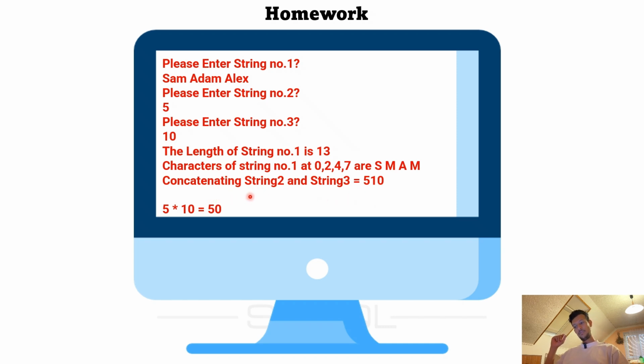And after that, I want you to do math. I want you to take the 5, multiply by 10, equals 50, or depending on the numbers that you insert under question number 2 and question number 3, or string number 2 and string number 3. I want you to do math in the end and give me the final result. And now let's go to the homework solution.